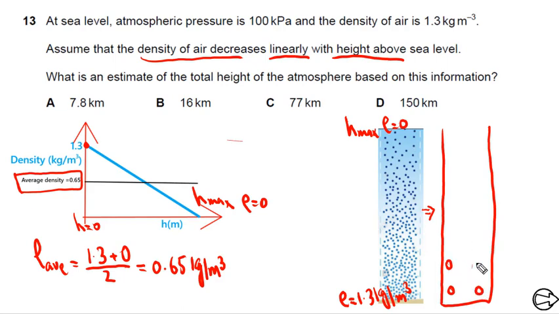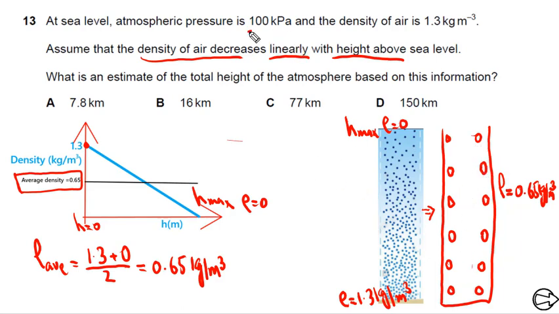So we can visualize it like this. This is just for you to visualize. You can see its density is constant, or you can say its density is uniform. So I have drawn another cylinder. For this cylinder, the average density we have calculated, meaning its density is equal to average density, that is 0.65 kg per cubic meter. Now we simply need to find the height of this cylinder based on given information.